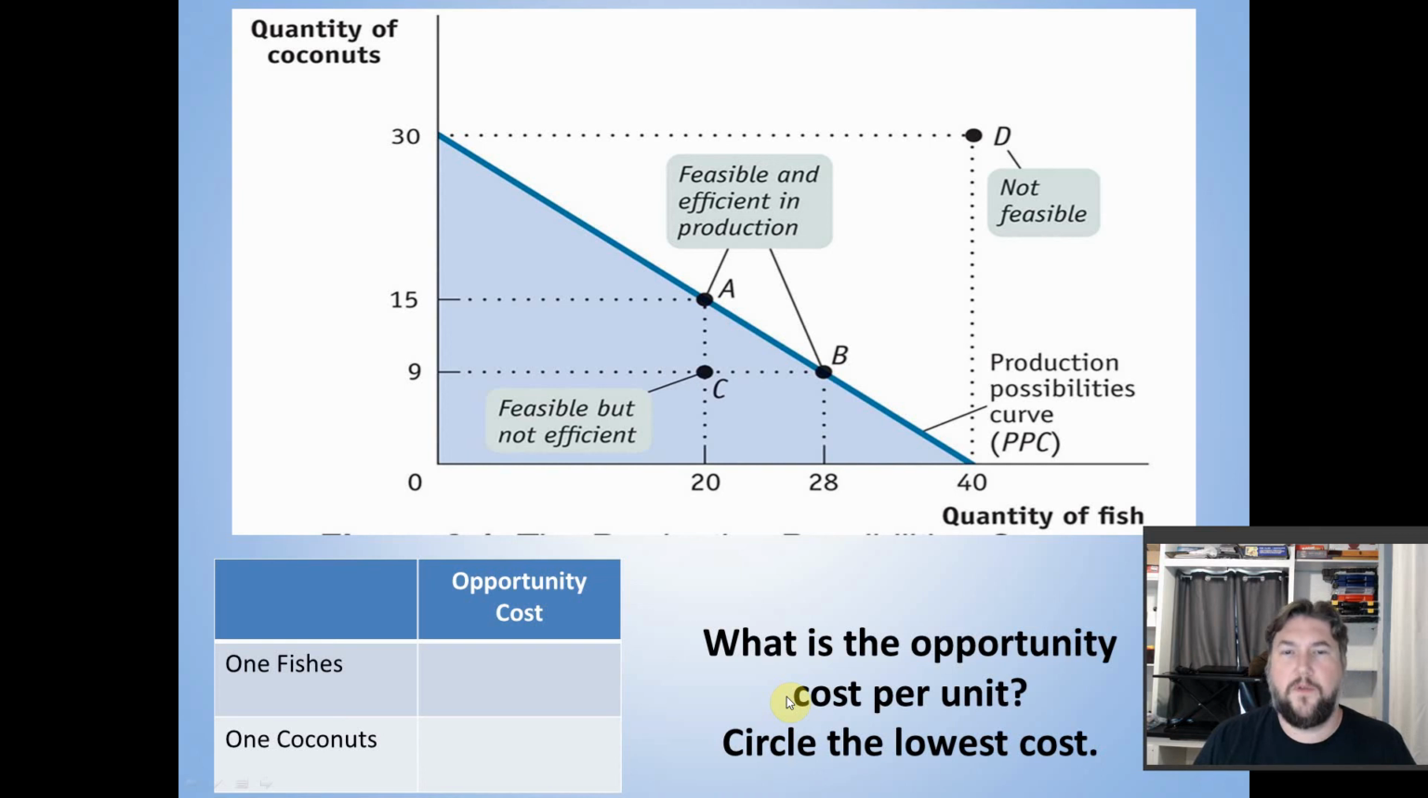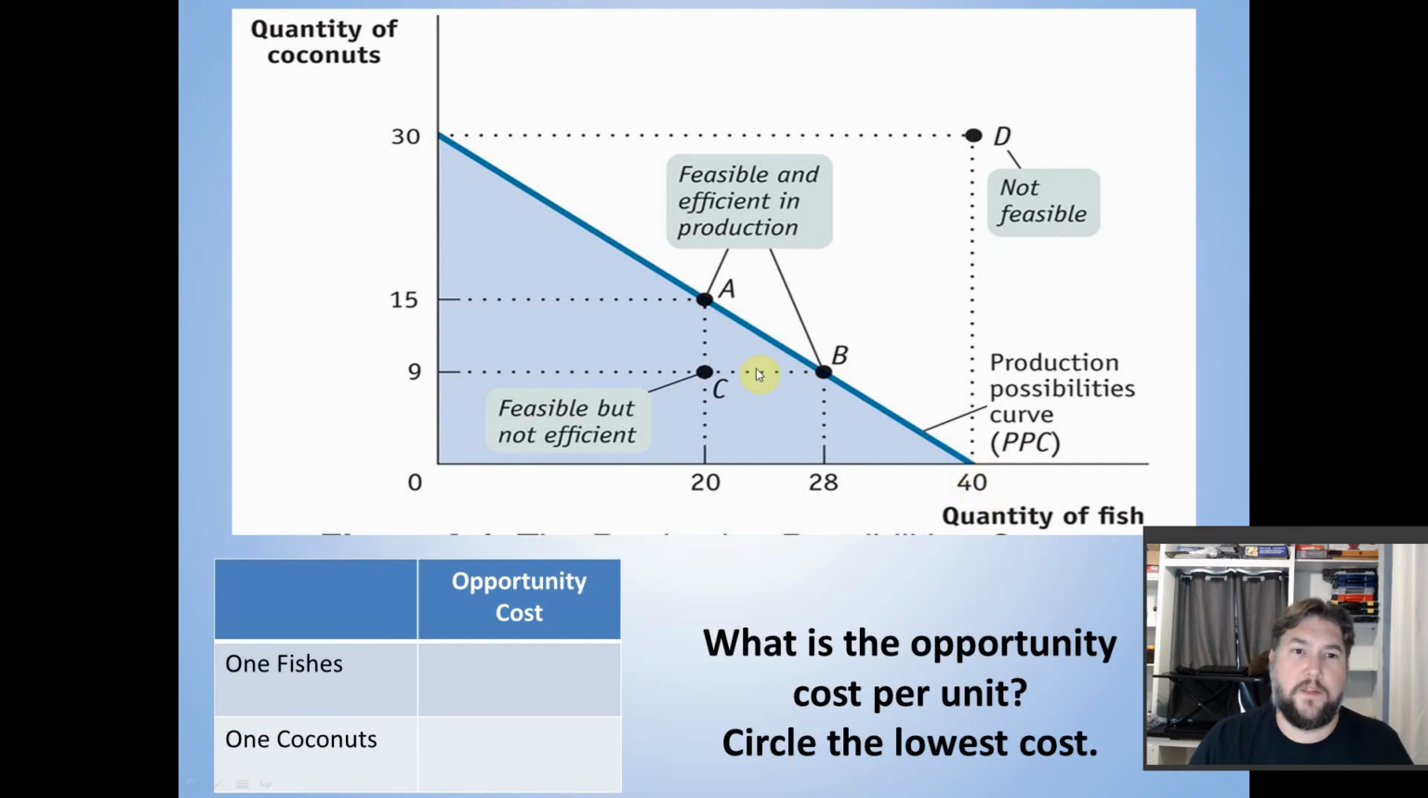Okay, so let me ask you this. Opportunity cost is what we're giving up. Let's look at the extremes here, okay? 40 fish, 30 coconuts. If I spend my entire day getting fish, I get 40 fish. If I spend my entire day getting coconuts, I get 30 coconuts. Hopefully you guys are understanding that so far. So if I get this fish, the opportunity cost was 30 coconuts. If I get these coconuts, the opportunity cost was 40 fish. Hopefully you're with me so far.